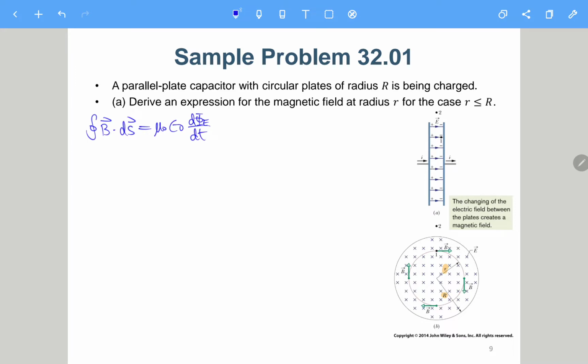And similar to what we have done before, this B dot ds should point in the same direction. So B dot ds becomes B times ds. So it becomes the closed line integration of B ds, and then it should be something like B times 2 pi small r.